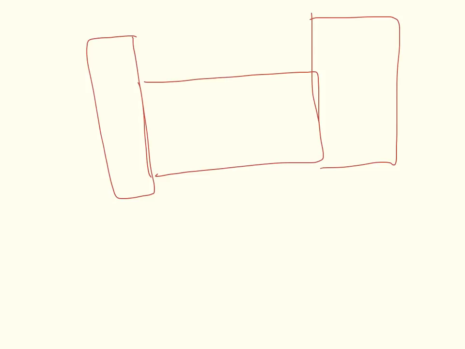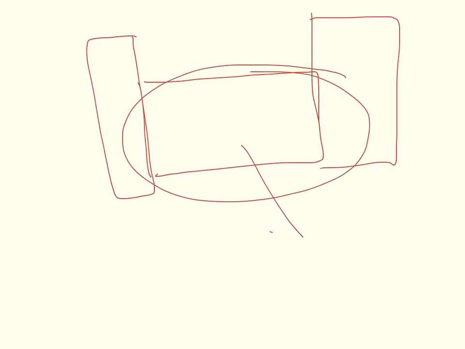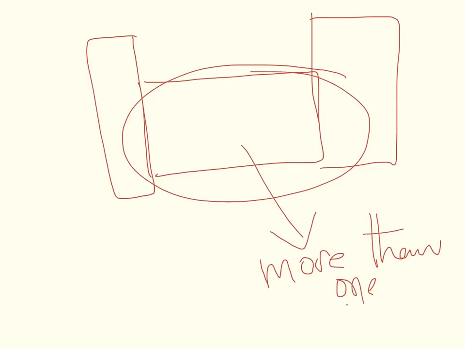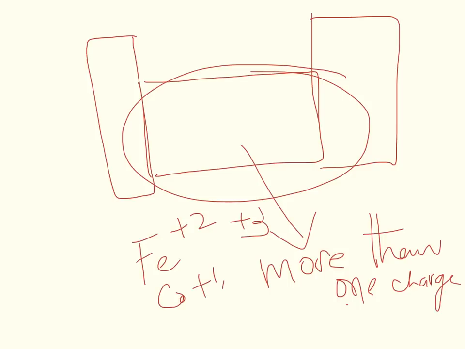You remember all the transition elements on the periodic table, right? They form metals. They have metals that form ions of more than one charge. So iron can form +2 and +3. Cobalt can form +1, +2, +3, right? So they form more than one type of ions.